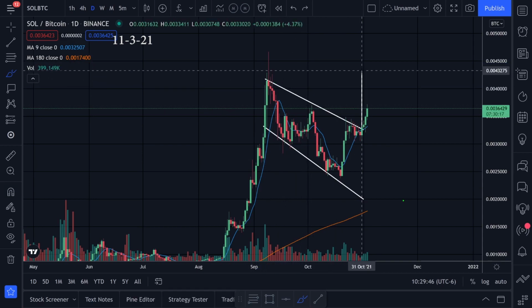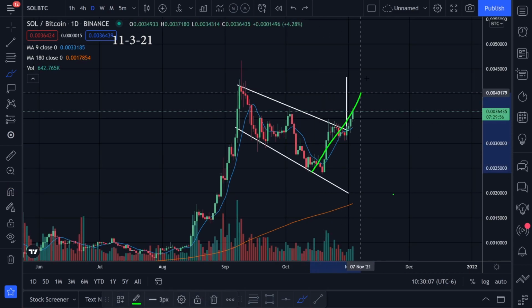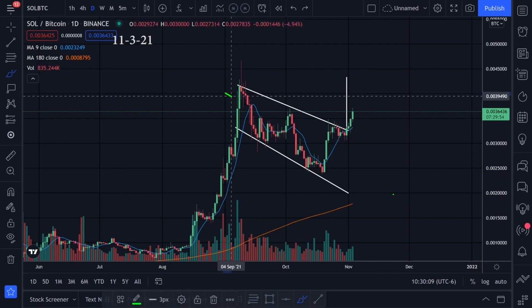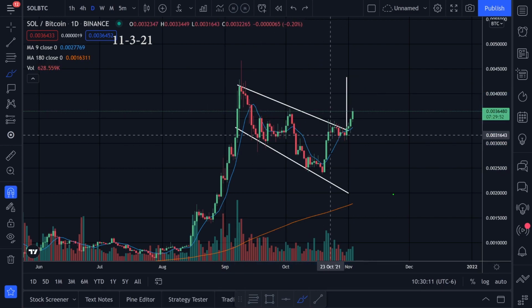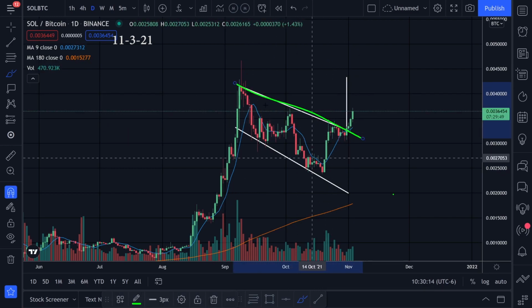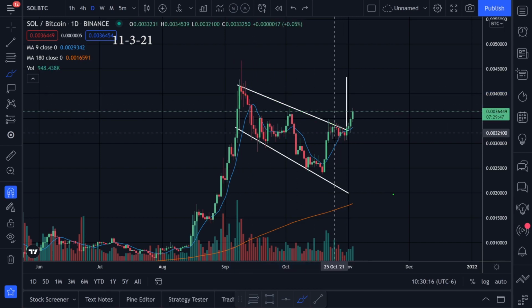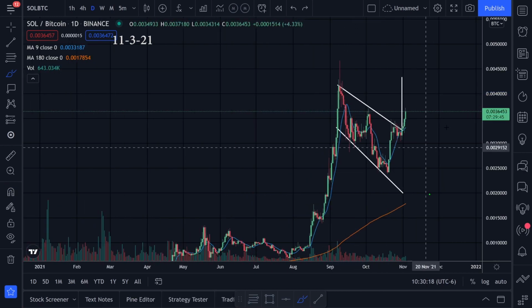This is around .0043275. In general though, if this chart's moving up, that's good for Solana. If this chart is trending down, that's good for Bitcoin. We had this downtrend. I was looking at this resistance going to the downside. We broke that trend going to the upside right here.